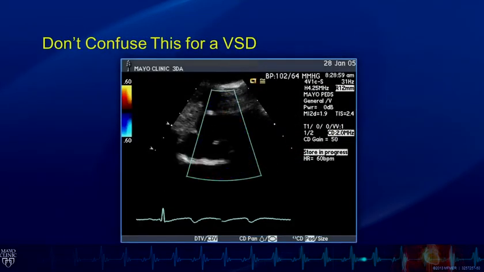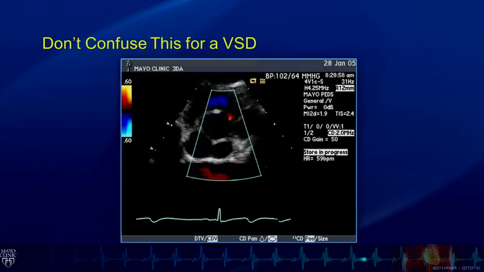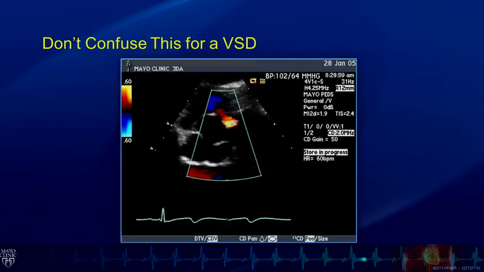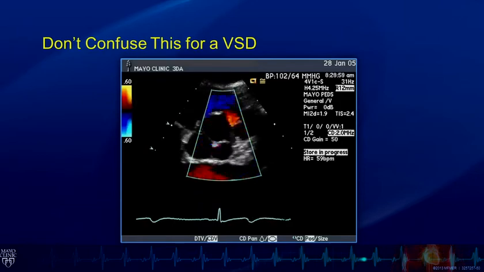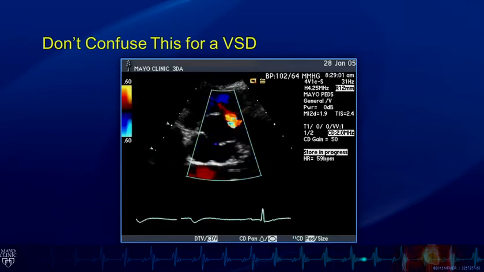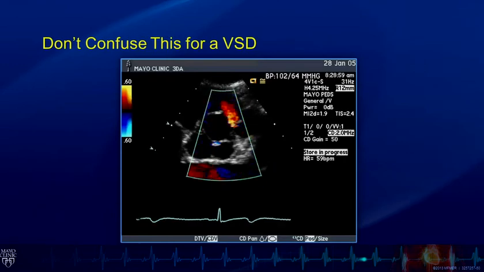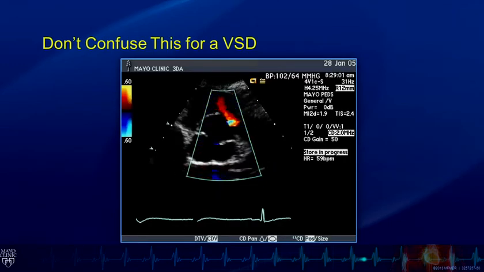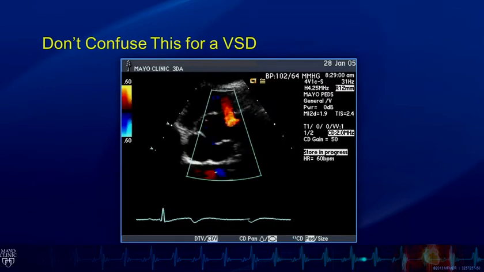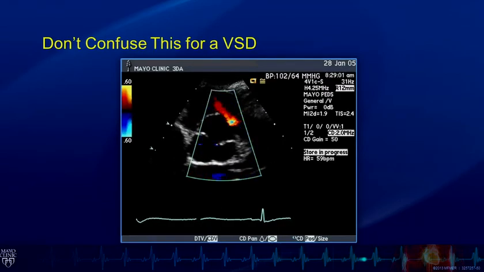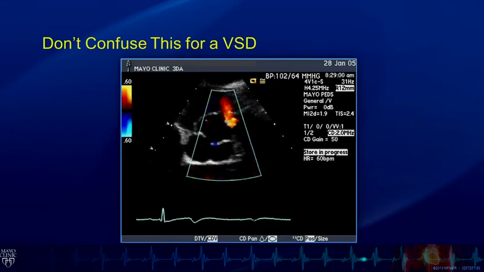Now when we're evaluating these outlet defects, I want you to be aware that this can be a little bit confusing. Here we see pulmonary valve regurgitation, which is red flow in a similar plane where we can see ventricular septal defect flow. But the key here is that this flow is all in diastole, none in systole, and we see no color flow in the LVOT.